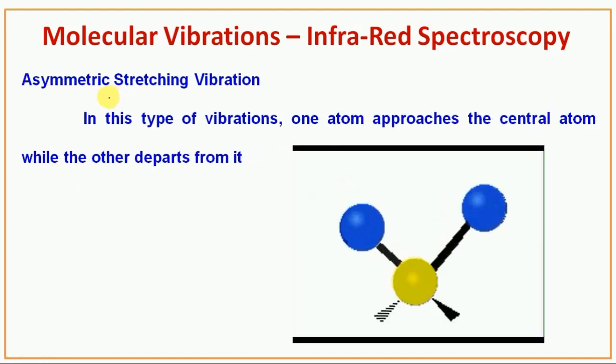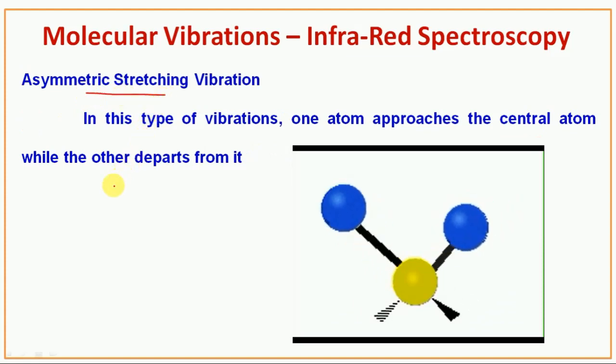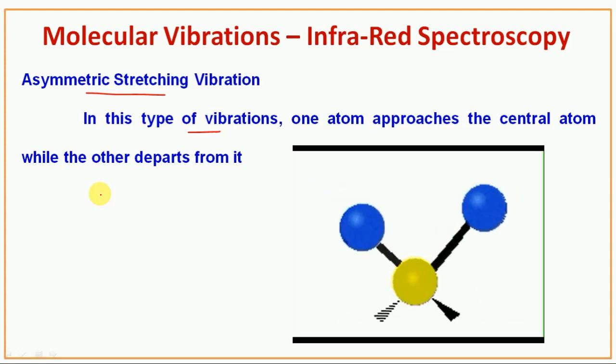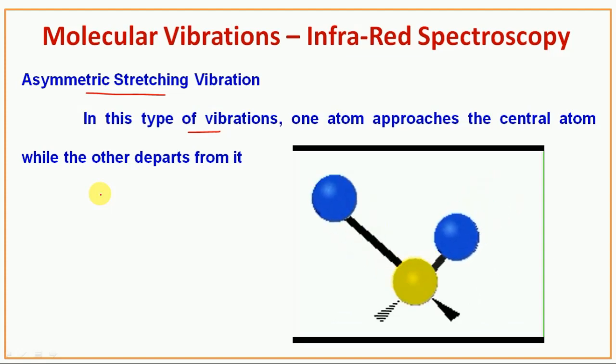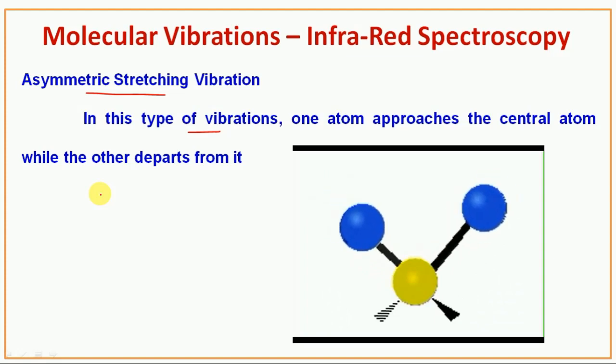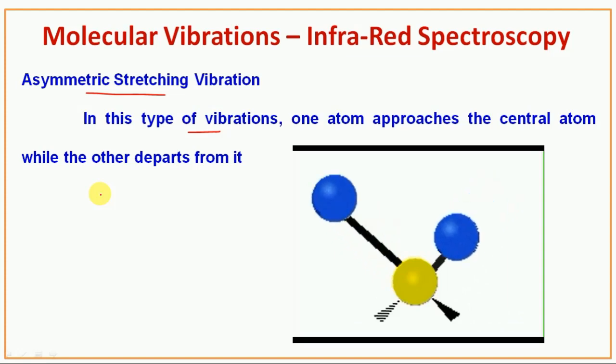Next, asymmetric stretching vibration. What is that? In this type of vibration, one atom approaches the central atom and the other one departs from it. Look at the video. One atom approaches the central atom, the other one departs from it.